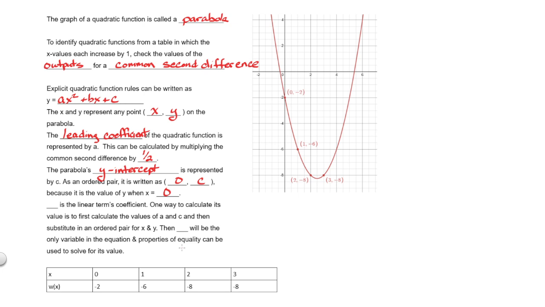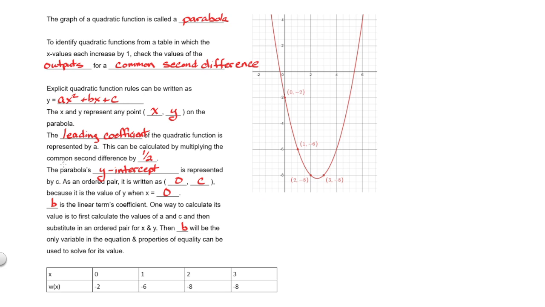The only variable we have left is b. That's the linear term's coefficient. It's the coefficient of x to the first. One way to calculate this value is to first calculate the values of a and c. Then we're going to substitute in an ordered pair off our parabola for x and y. Then that b will be the only variable in the equation. We can then use properties of equality to solve for its value. So that's one way of doing it. It's probably the simplest way. But there are other ways. And if you'd like to practice those, let me know.